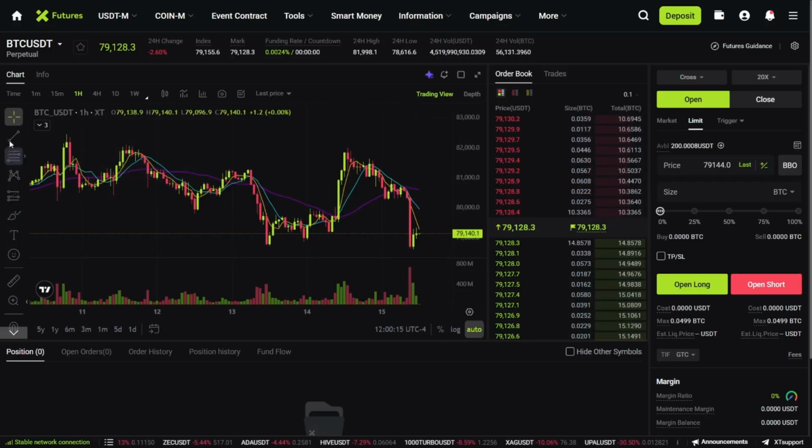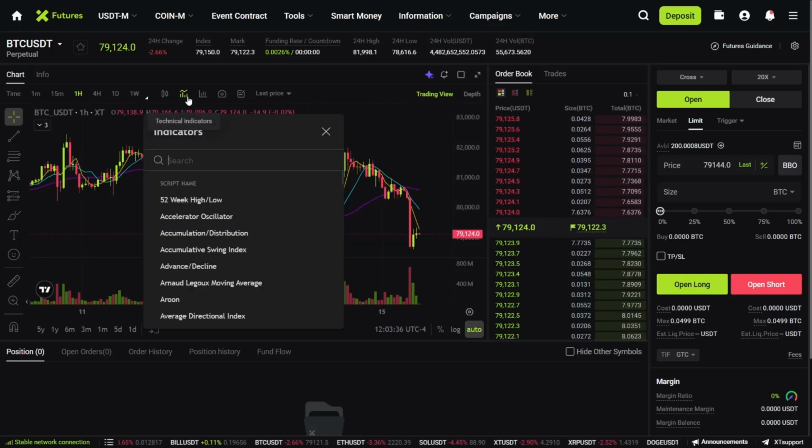On the side of the chart, you'll find your drawing tools. These let you mark important areas on the chart, like support and resistance levels, trend lines, or zones where price has reacted before. You can also add technical indicators, which are tools that help traders analyze the market. Some popular beginner indicators are moving averages, which help show the trend, RSI, which can help show if something may be overbought or oversold, and the MACD, which is used to look at momentum.